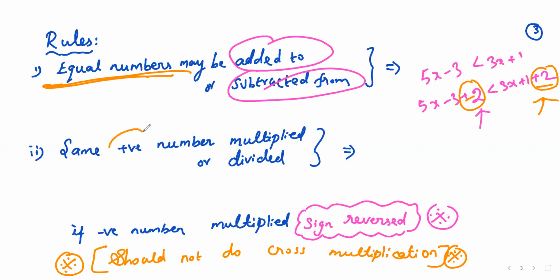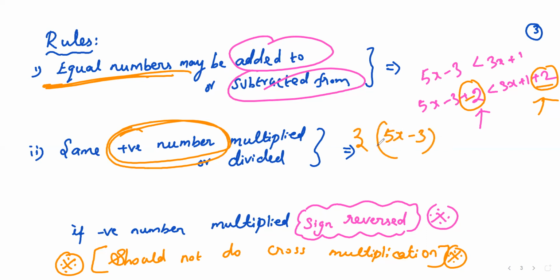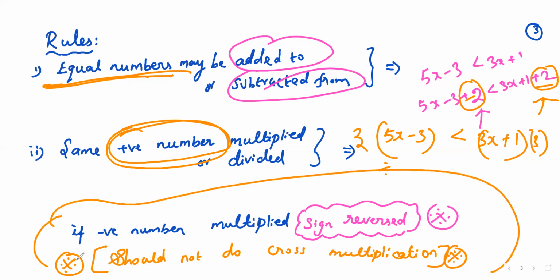Then, the same positive number, very important: you can multiply and divide both sides by the same positive number. 5x minus 3 times 3, 3x plus 1 times 3. You can do that. Similarly, division also. But the very important golden rule is this: if you multiply by a negative number, your sign becomes reversed.